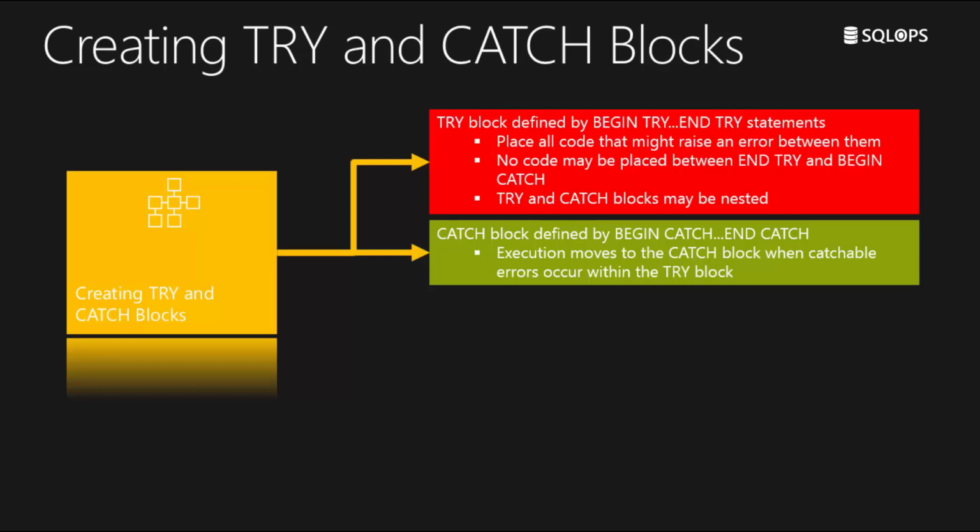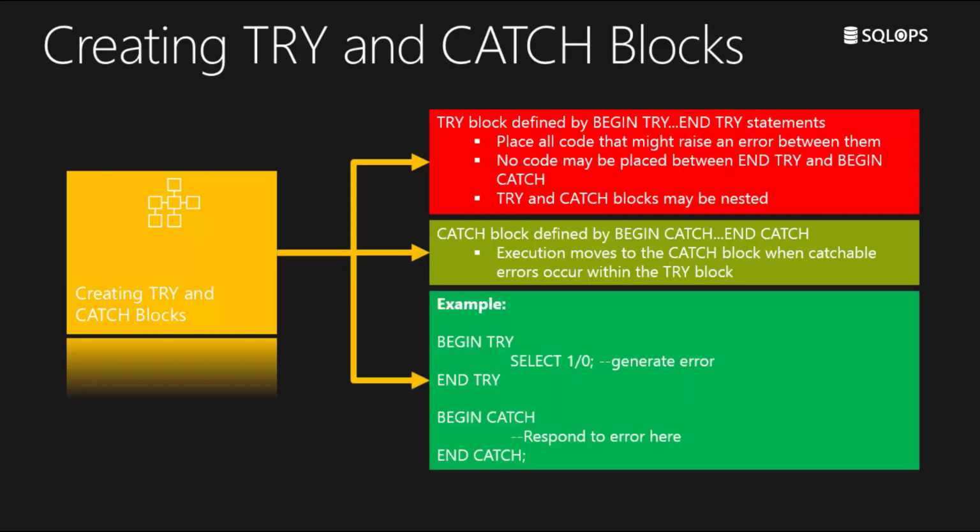Let's look at an example to see how the try and catch blocks work. In this example here, execution begins with line 1, which starts the try block. It continues until an error occurs in the select statement. Then the execution is redirected to the begin catch statement, and it enters the catch block. Any code in the catch block is executed, and the catch block ends with the end catch statement. Any code that follows the catch block is then executed. Let's execute this example and see what the results will look like.